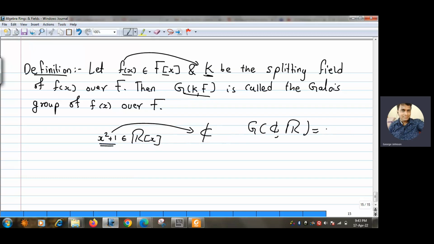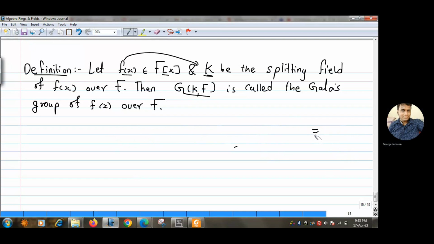You know that G(C/R) is a collection of two elements. The first is the identity, and the second one is the conjugate map, the map which sends a complex number to its conjugate, and sigma 0 is the identity. So that is the Galois group. You may be asked to find the order of the Galois group. It is nothing but 2. This kind of question is asked in MCQs and SQs, so please make sure that you know how to answer this.